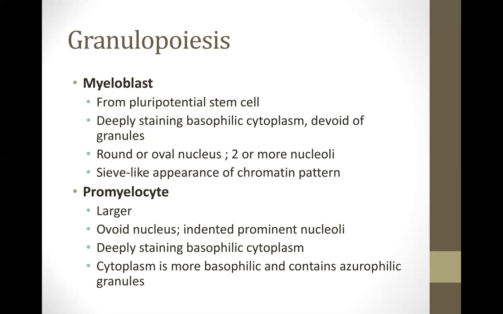So again, pag myeloblast, malaki pa siya. But in this case, mas malaki daw si promyelocyte compared to myeloblast. They have an ovoid nucleus and their nucleoli are now indented. There's also deeply staining cytoplasm, but the cytoplasm of promyelocyte is more basophilic and now contains azurophilic granules. Meron na siyang azurophilic granules. Sa myeloblast, wala. Si promyelocyte, kaya nga granulopoiesis, the azurophilic granules will begin in promyelocyte.